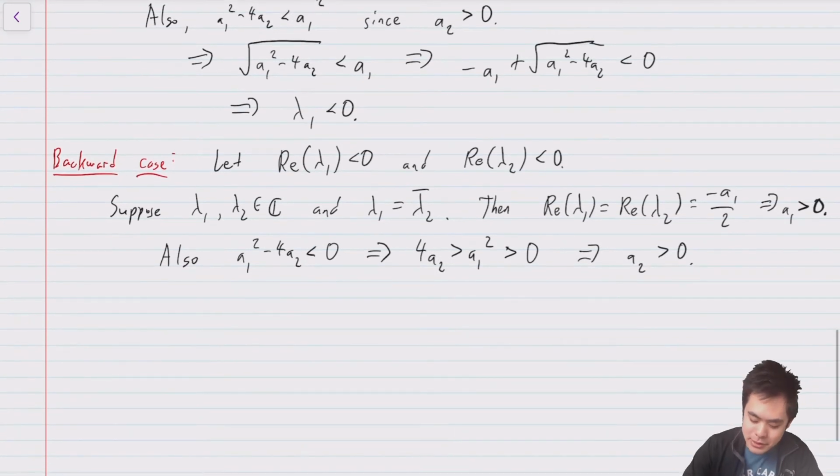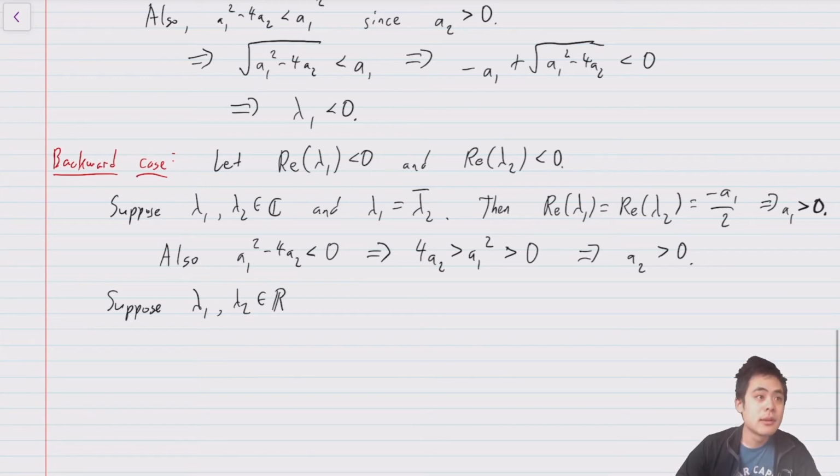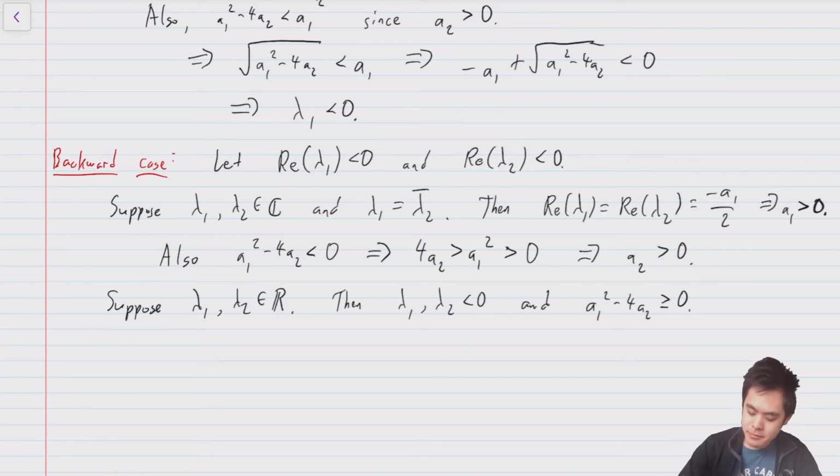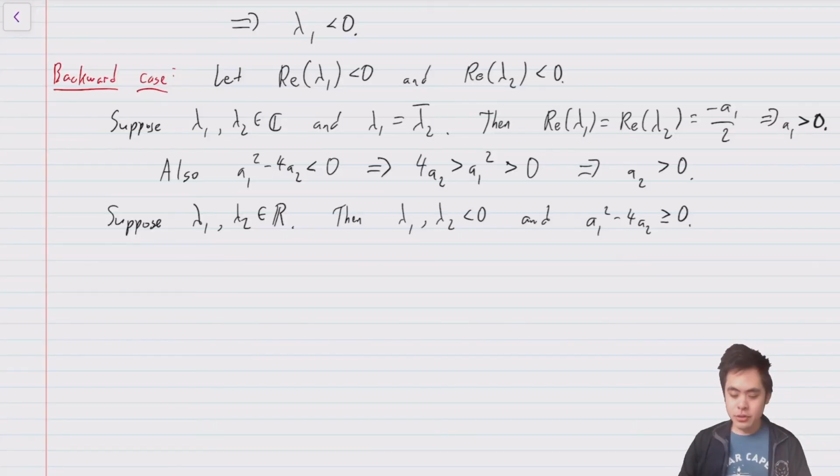Okay, so again, the complex case is the easiest. But now let's suppose that they're real numbers instead. Well, if they're real numbers, then we can just say that they're both less than 0, for their real parts to be less than 0. The real part of a real number is just itself. And we know that a1 squared minus 4a2 is greater than or equal to 0, or they wouldn't be real. So now we can take a look at each of the lambdas separately.